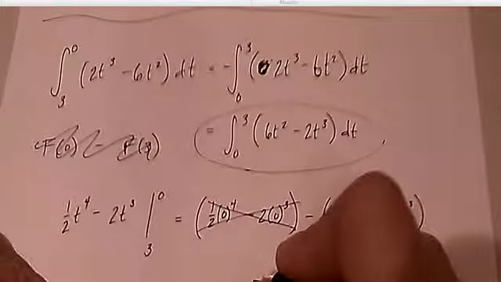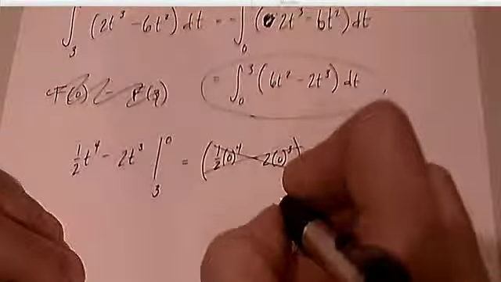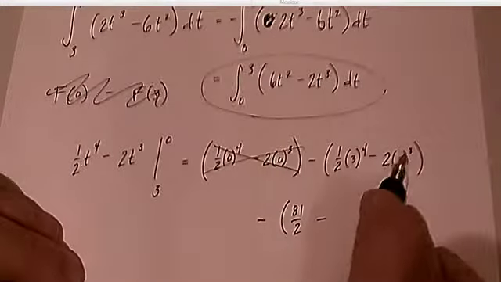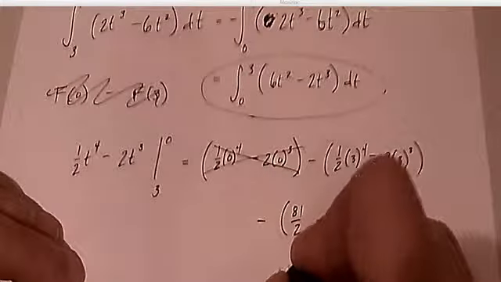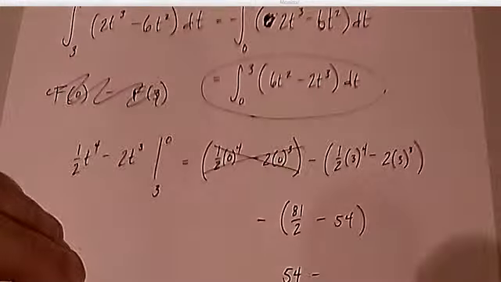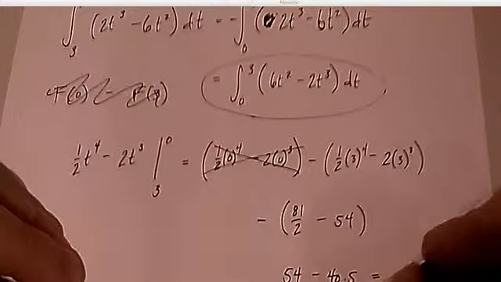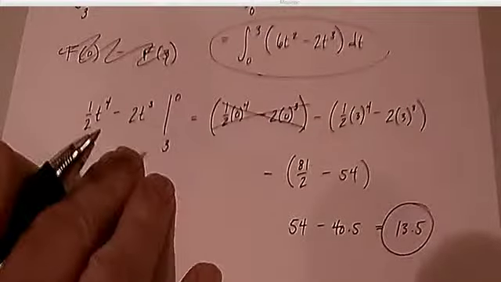And so I know that 3 to the fourth is 9 squared, so that winds up being 81/2. That is 27 times 2, so that's 54. And so I wind up getting 54 minus 81/2, which is 40.5. So that actually winds up being 13.5 as the area under that curve. Okay? Let's do one more and then we'll call it quits for this particular video.